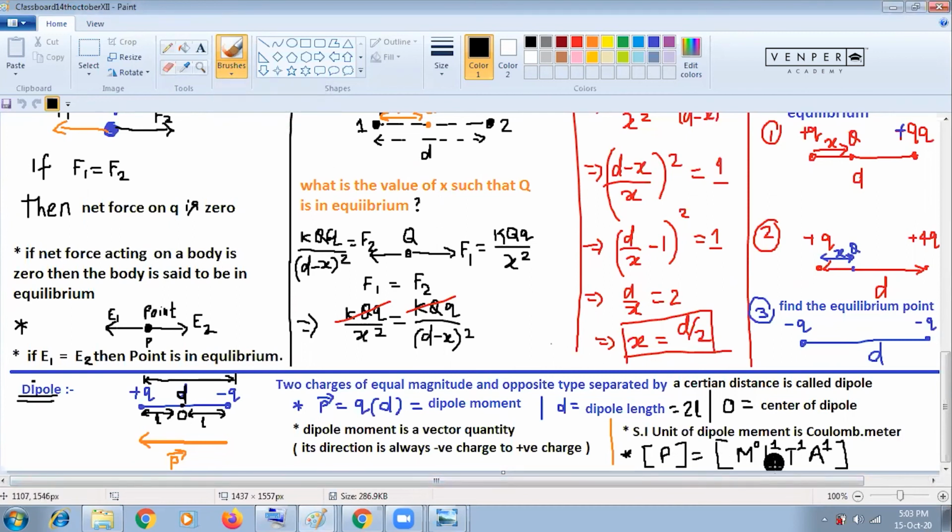Here L is length, T is time, A is ampere, current. Because it is charge into distance, that is, coulomb into meter. What is coulomb? Coulomb is not a fundamental quantity; it is the unit of a derived quantity, that is charge. Charge Q is I into T, current into time. Current is ampere, time is second, so ampere into second. That's why one T, one A and one L are there: L to the power 1, T to the power 1, A to the power 1. So this we completed last class.